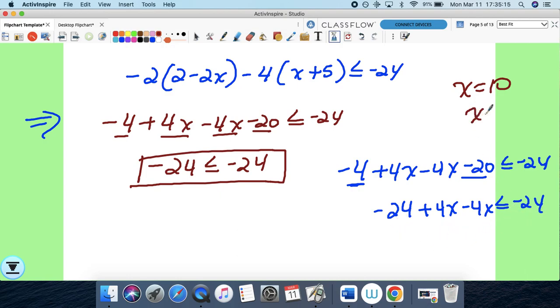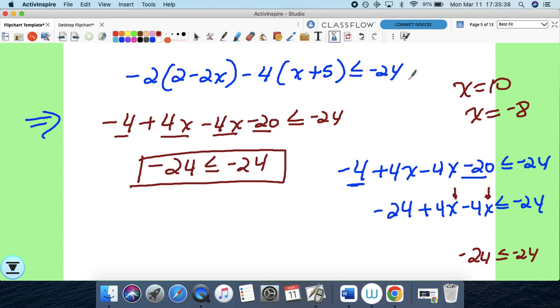Let's pick another number. x equals negative 8. If I plug it in here, and then plug it in here, I'm going to get 4 times negative 8, which is negative 32. Negative 4 times negative 8 is positive 32. So these two will again be 0. And again, I'm going to be left with negative 24, which is less than or equal to negative 24.